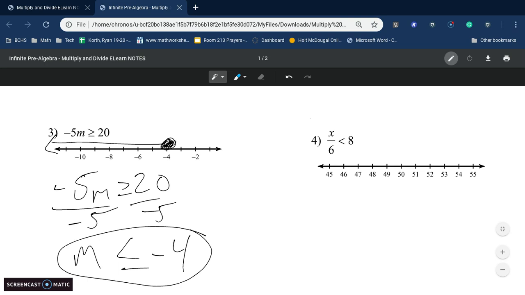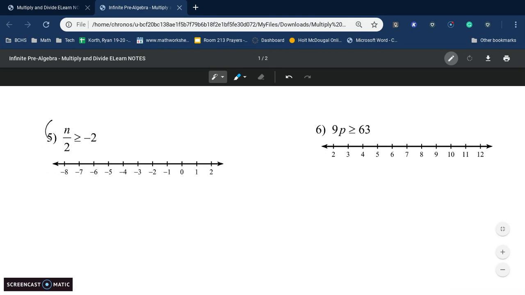Undo division with multiplication. X less than 48. Did we multiply or divide by a negative? We did not, so it's going to stay in the same direction. Open circle, going to the left.